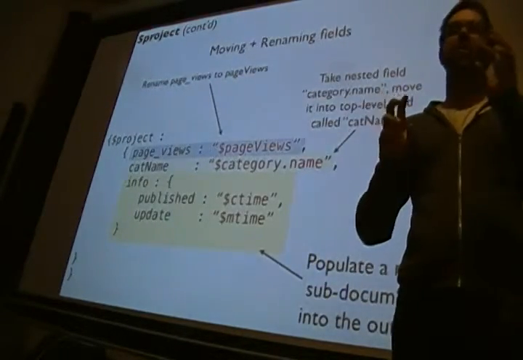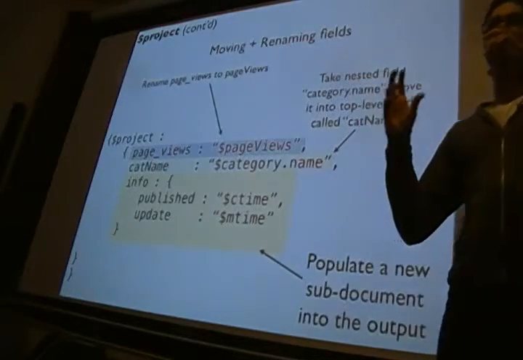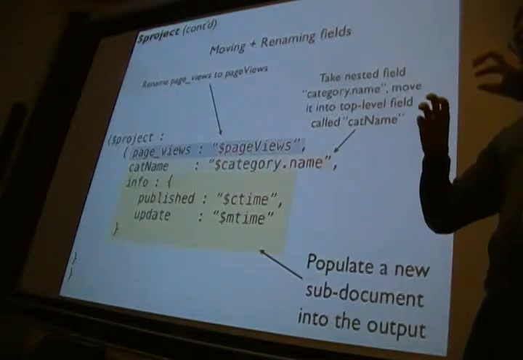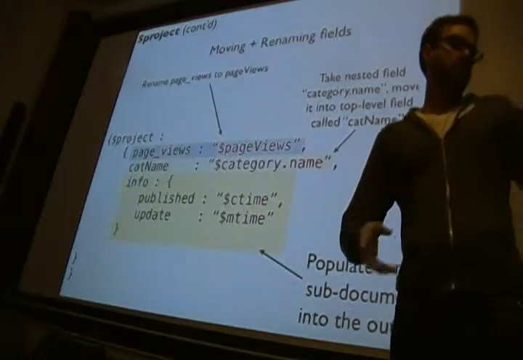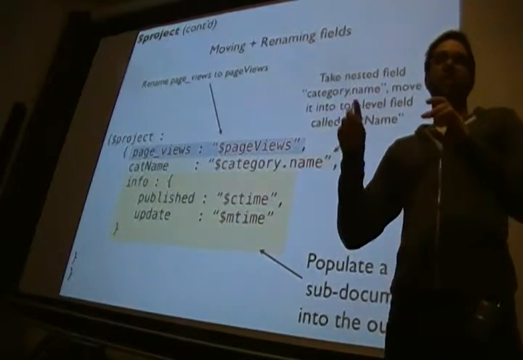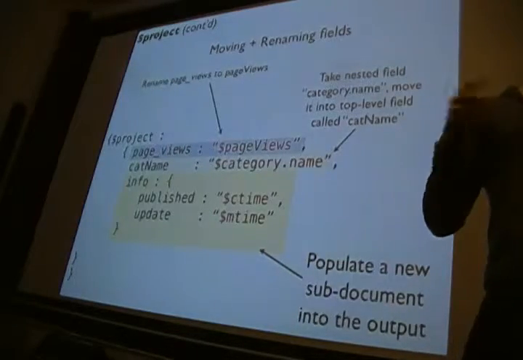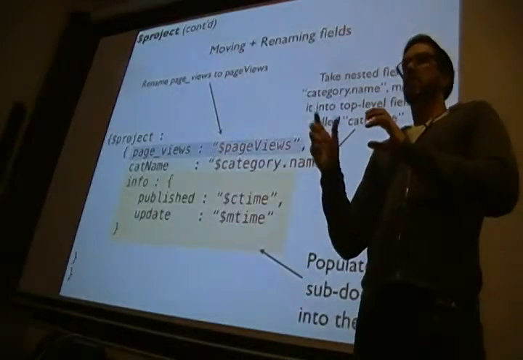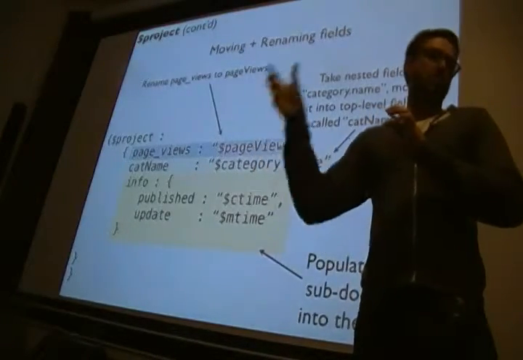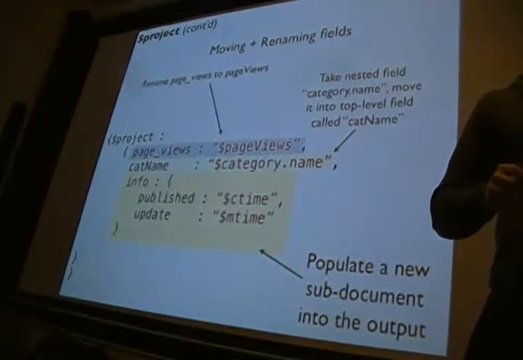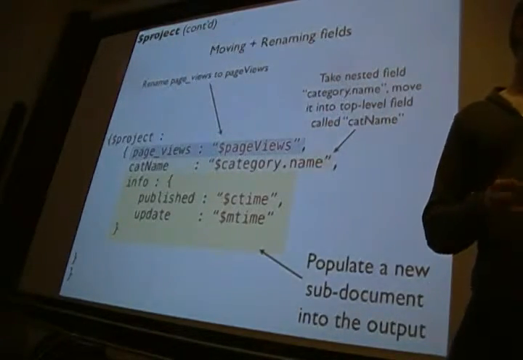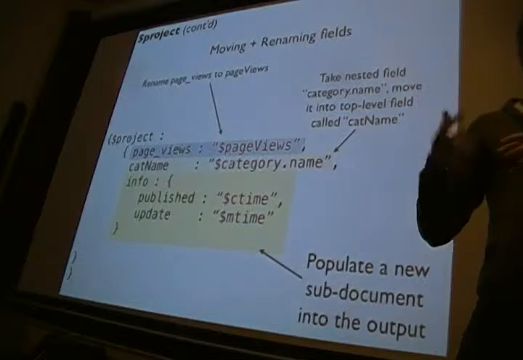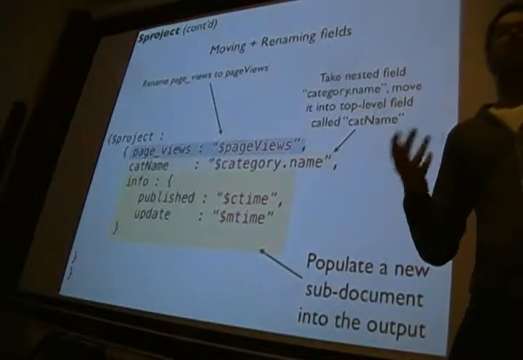You can also move fields around. So if you have embedded objects in your documents and you want to reach into that embedded document, take a field inside of it and put it into the top level, you can basically do that by referencing that field with the dot operator. So $category.name looks at the category object inside a document and finds the name field within that object, puts it in the top level under the field called catName. You can also do the same thing in reverse, populate a new subdocument using fields in the top level by just constructing it with the new key and embedded object value.